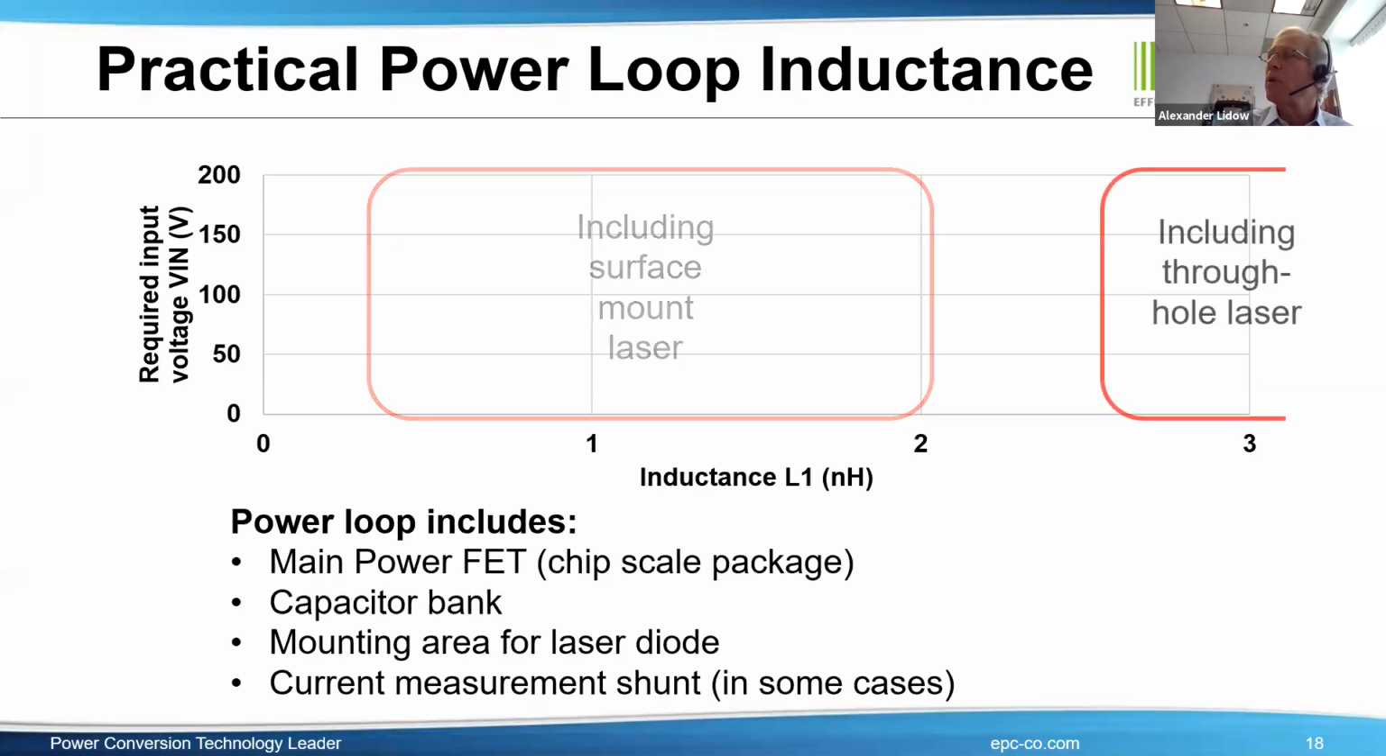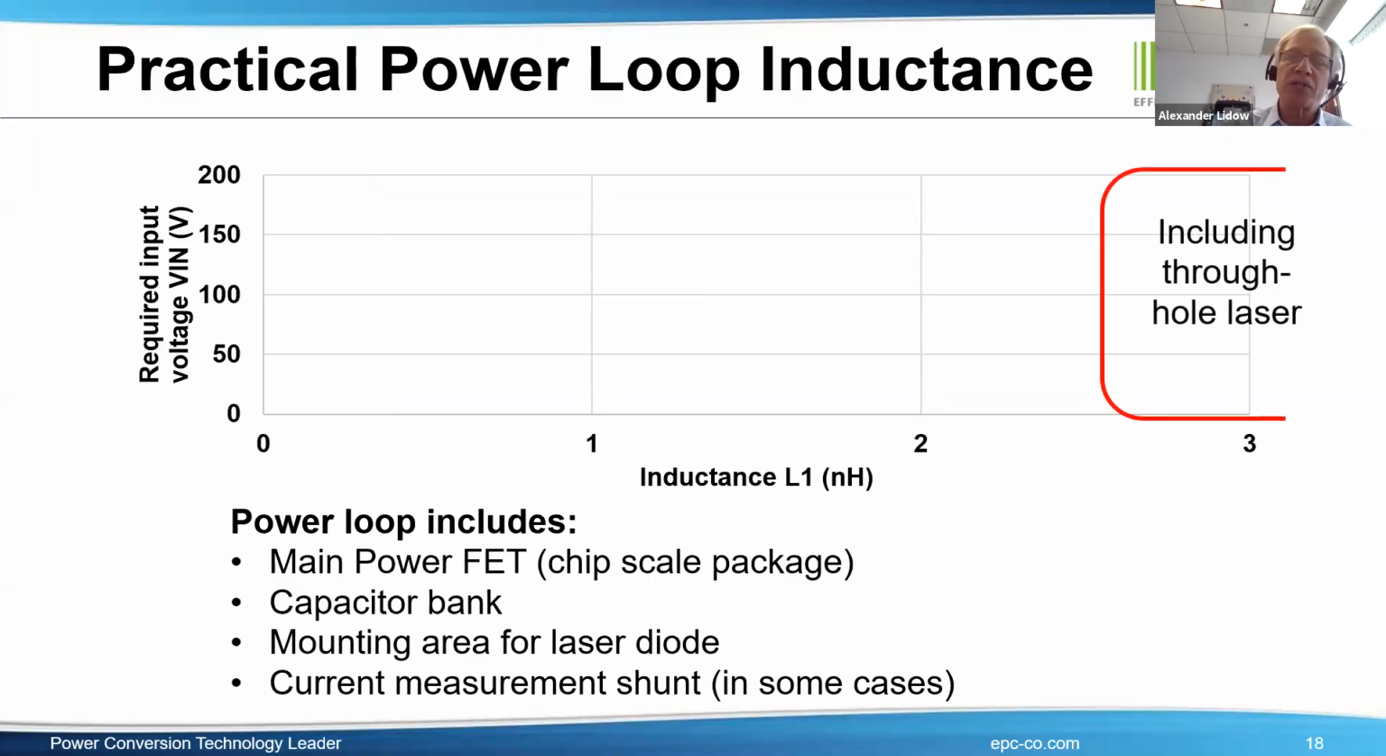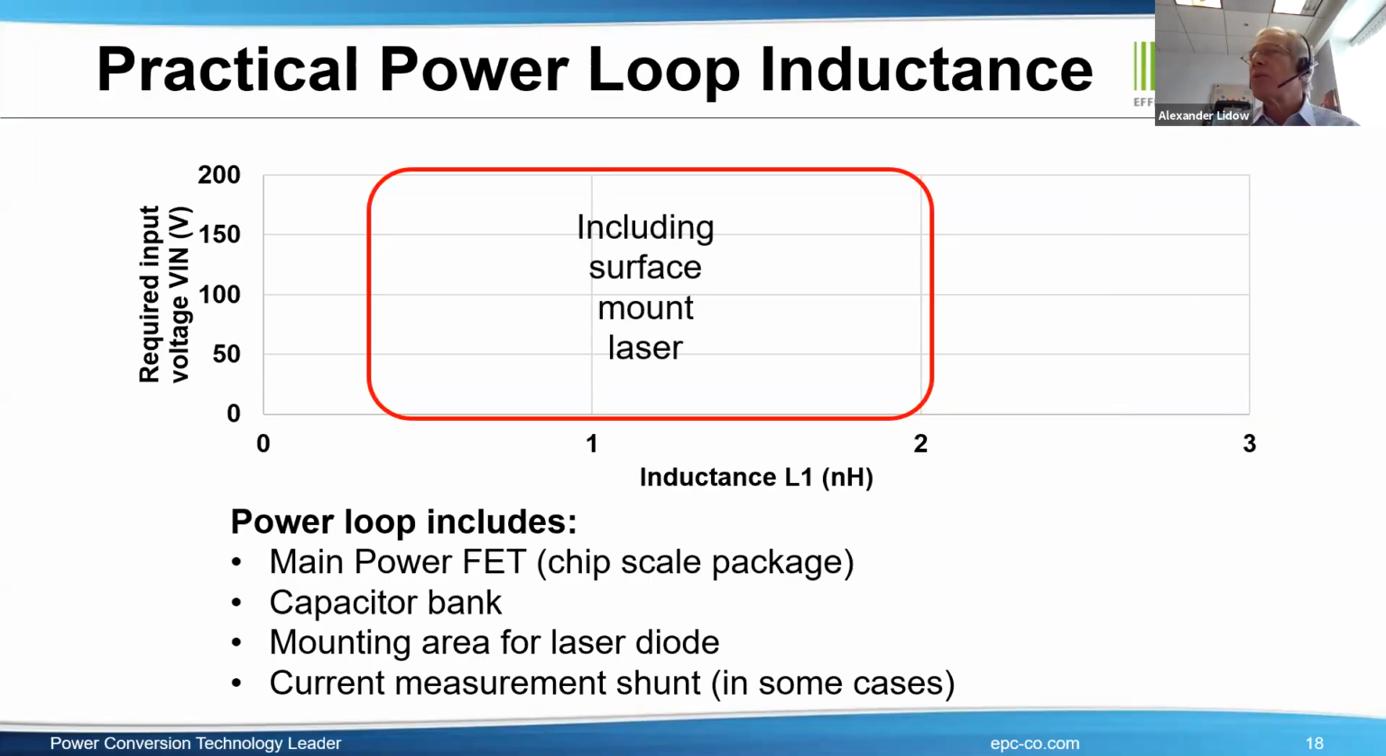If you use a through-hole laser, you are off the charts. So we're not going to go there. So this is really the range that you have to work with. Better surface mount lasers are more to the left. The more common ones and lower cost ones are off to the right.